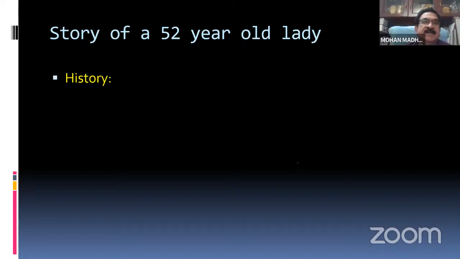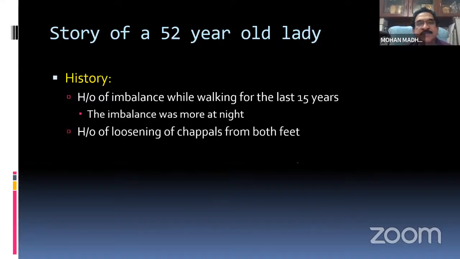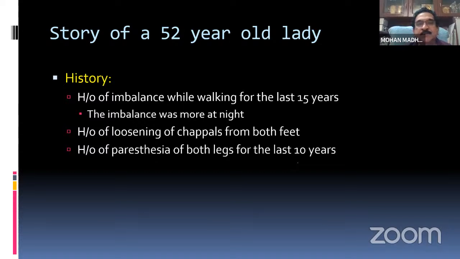This 52-year-old lady has a history of imbalance while walking for the last 15 years. The imbalance is more at night. History of loosening of chappals from both feet. History of paresthesia in both legs for the last 10 years.